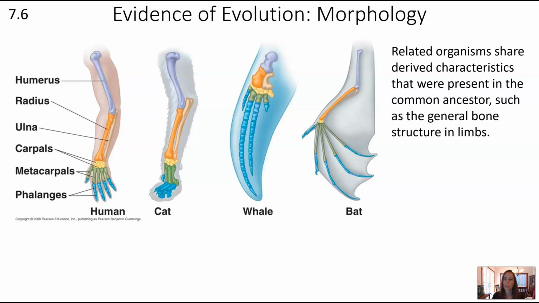Related organisms share derived characteristics that were present in the common ancestor. So in this case, the general bone structure in limbs of mammals is quite similar. So you can figure out what those derived characteristics are, what that common ancestor kind of looked like in terms of the bones of the limb, and then it's radiated from there in more specific lines within these species.